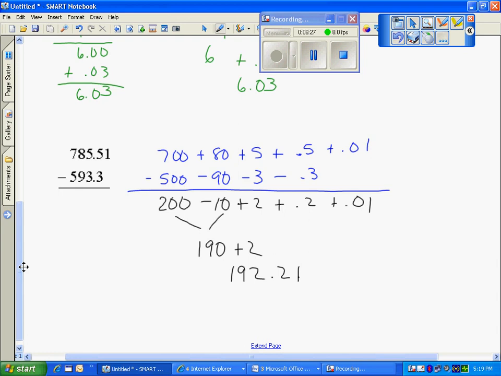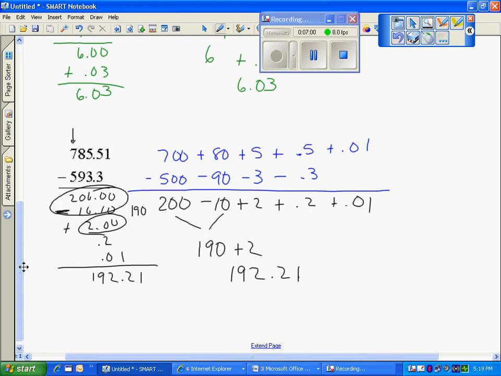Using partial differences, 200, 80 minus 90 is in the hole 10. 5 minus 3 is to the good 2. 5 tenths, take off 3 tenths is 2 tenths. And 1 100th, take nothing away, is still 1 100th. What you've got to worry about is that negative there. This is 190, and the 2 with the 2 tenths and the 1 100th is 192, 2 tenths, and 1 100th.